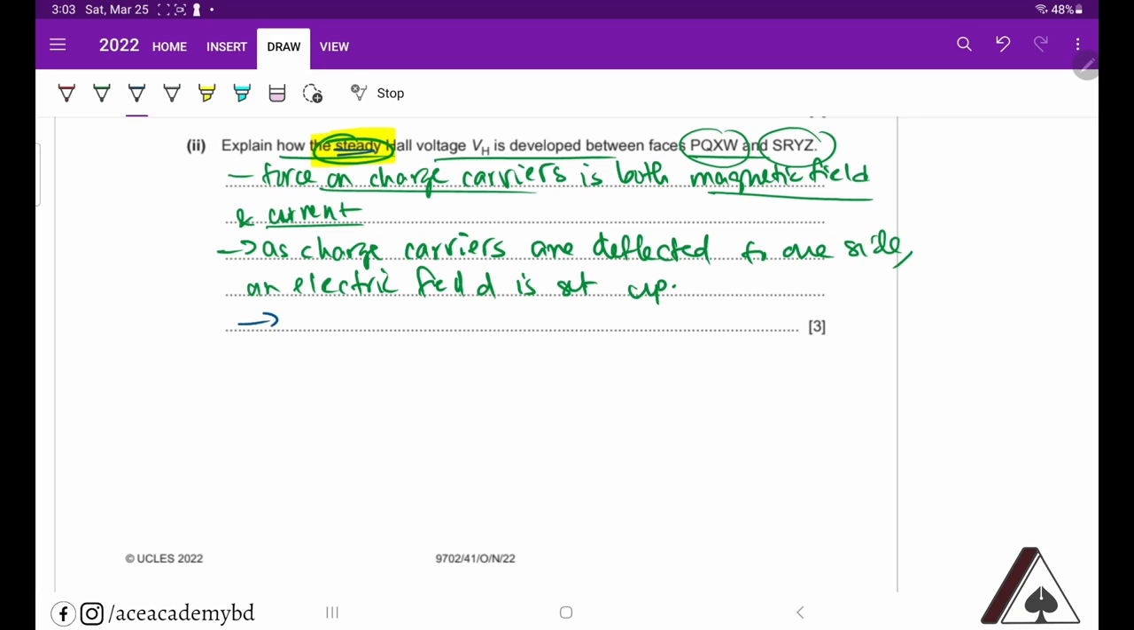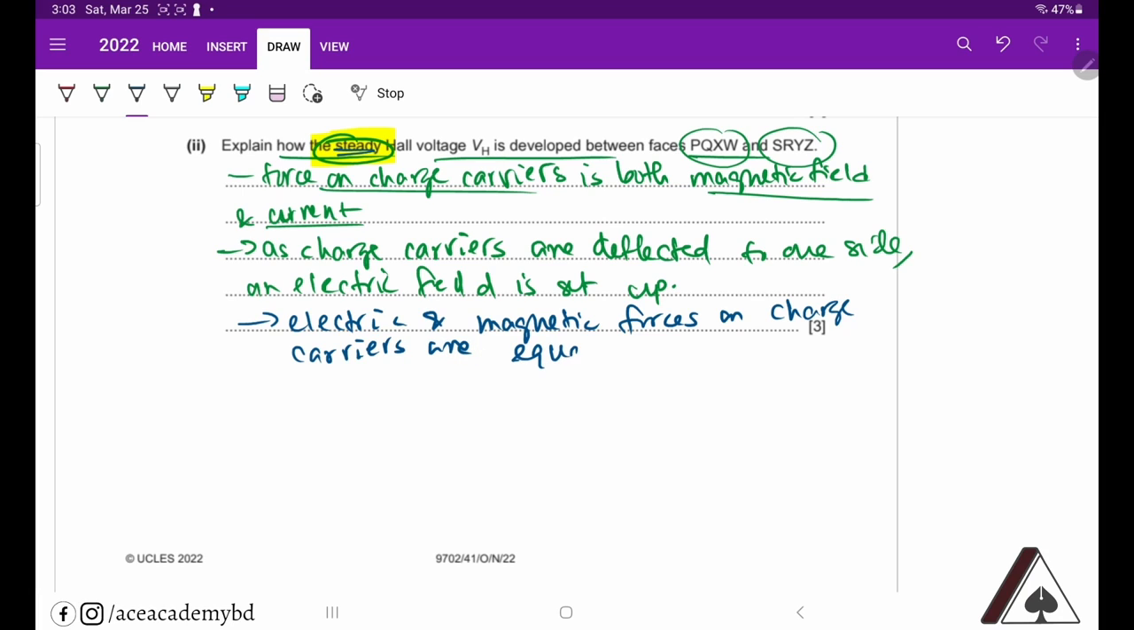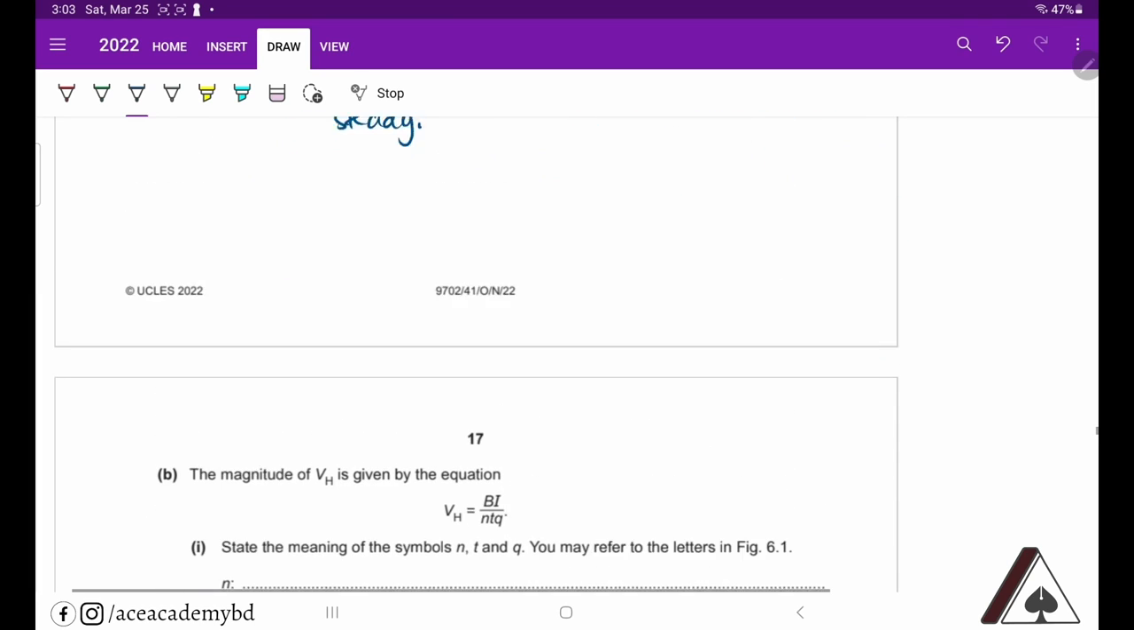Since they've asked us to define why the Hall voltage is steady, we also have to mention that the electric and magnetic forces on charge carriers are equal. Hence, the Hall voltage, which is basically VH, becomes steady. So that's our answer to this question.